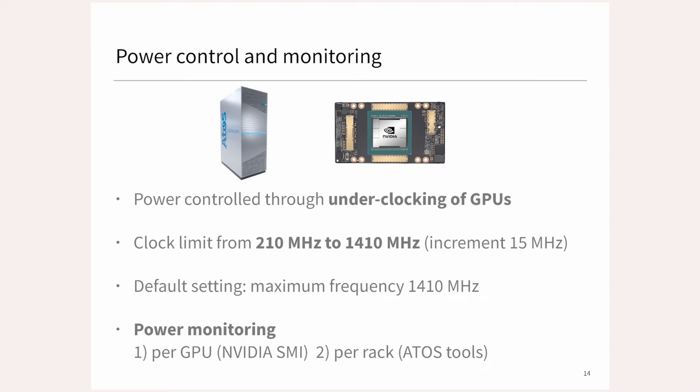And finally, monitoring power to establish the energy consumption of the jobs. There are 2 sources of data. One is per-GPU monitoring, which is also provided by the Nvidia SMI interface. And then there was a per-rack monitoring that only gives you the power draw of the entire rack. That was done through a set of scripts and tools provided by Atos.